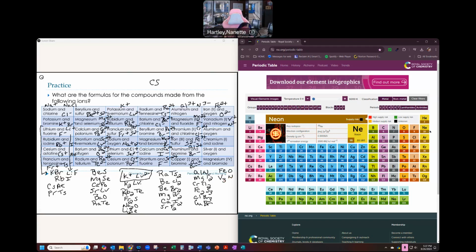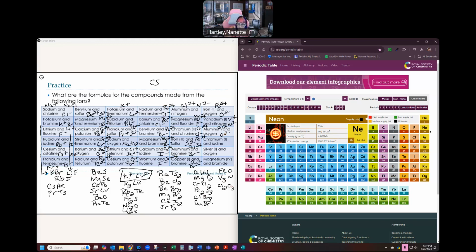Okay. Aluminum, again, Al3+, and oxygen is 2-. So I write the Al first. I know that the charge on the oxygen is 2, so I need 2 of those. My O comes next, and the charge on the aluminum is 3, so it's Al2O3. I just put the charge as the subscript on the other species. Cool.